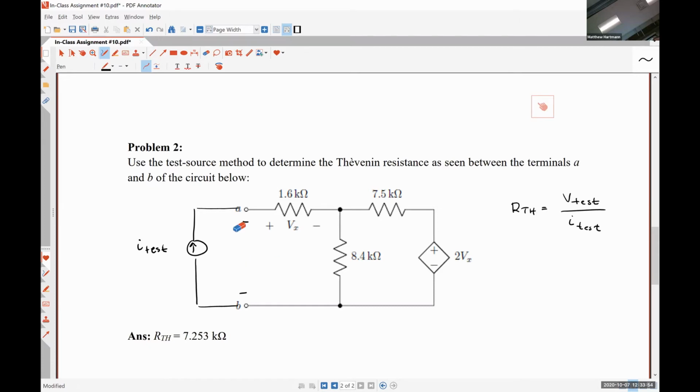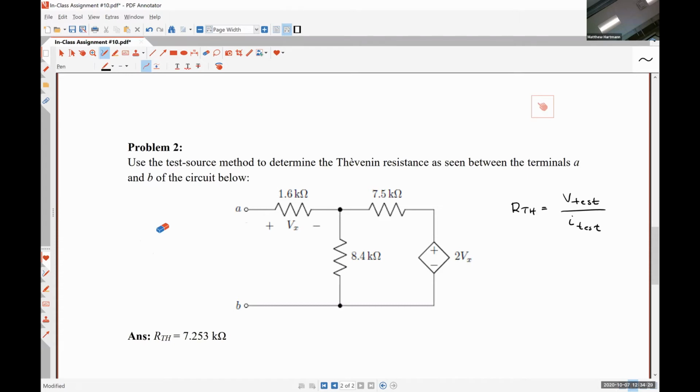All right, so the first thing that we want to do is determine whether or not we want to use a test current source or a test voltage source. You can absolutely get the correct answer using either, but a smart choice early on might make things significantly easier. So, just looking at this guy, does anybody have any idea of whether we should use a test current source or a test voltage source?